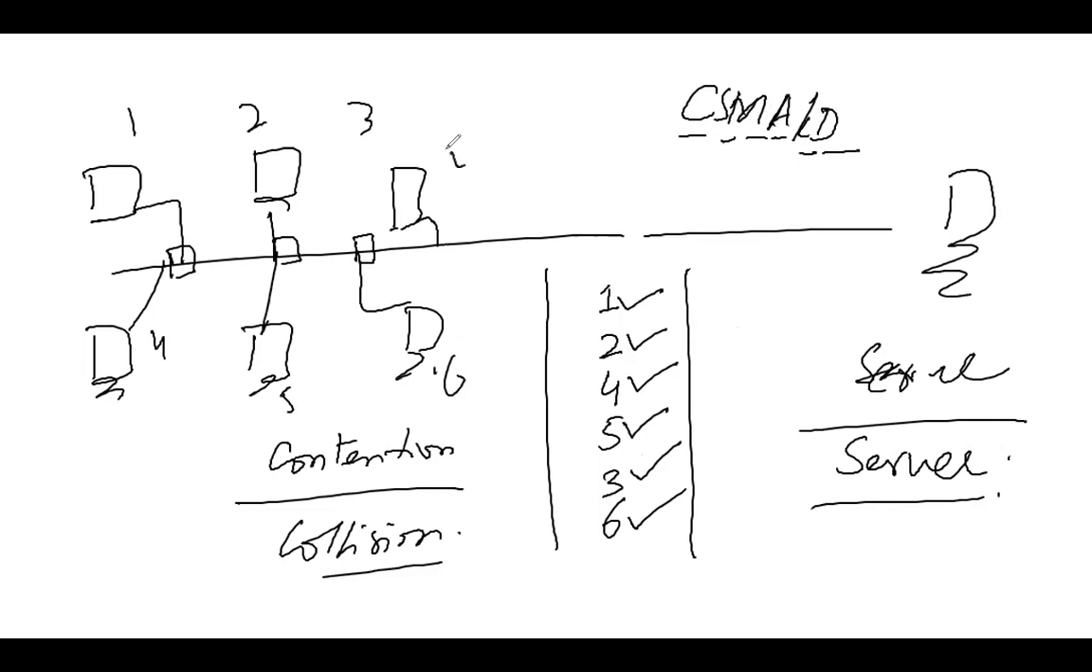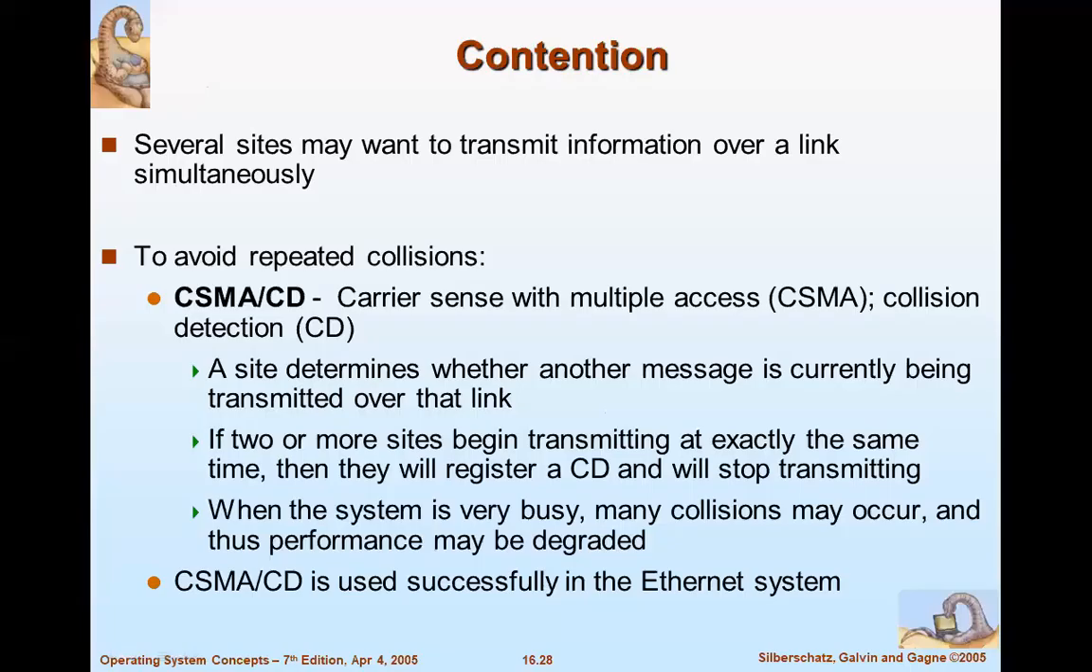So first every node should sense the media, to see whether the media is free, and if the media is free they are able to send. If the media is busy, then they have to wait. So that is actually the mechanism they are going to follow in this protocol. Now look at this. In carrier sense multiple access with collision detection, a site determines whether another message is currently being transmitted over the link.